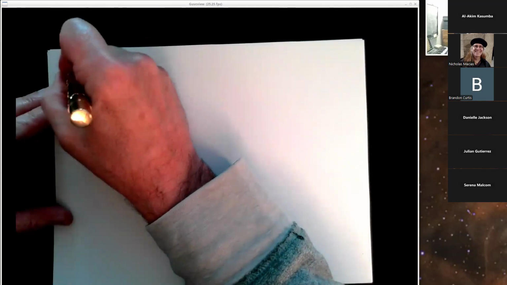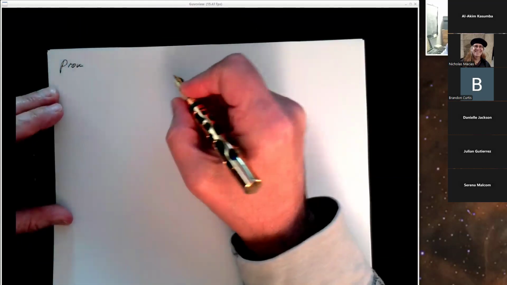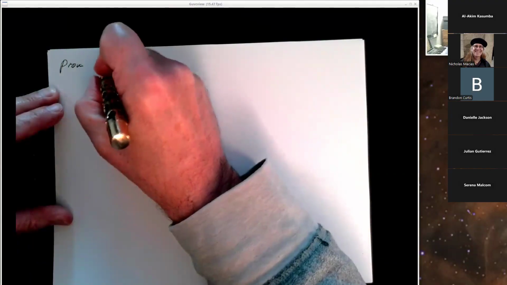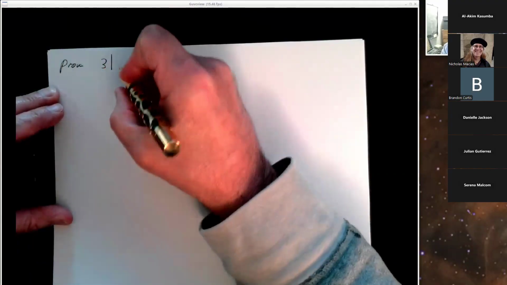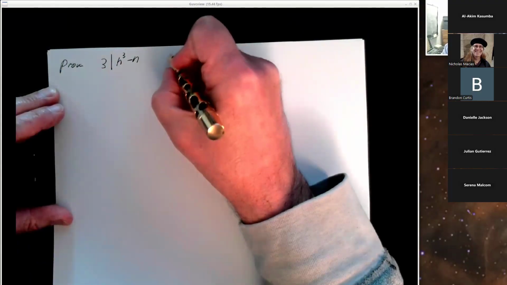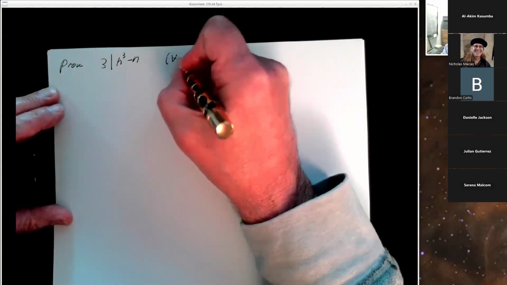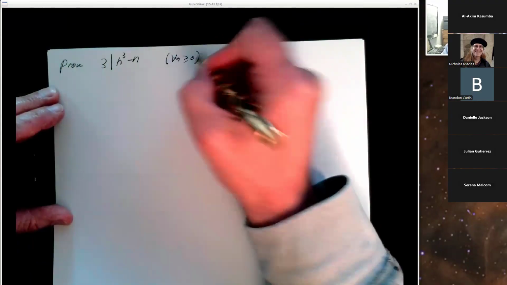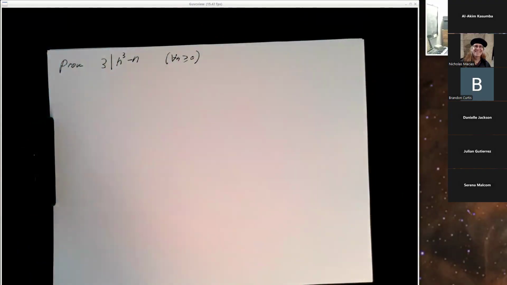So here's an interesting thing we can prove. Let's prove that 3 divides n cubed minus n, where n is bigger than or equal to 0. So n cubed minus n is always a multiple of 3.